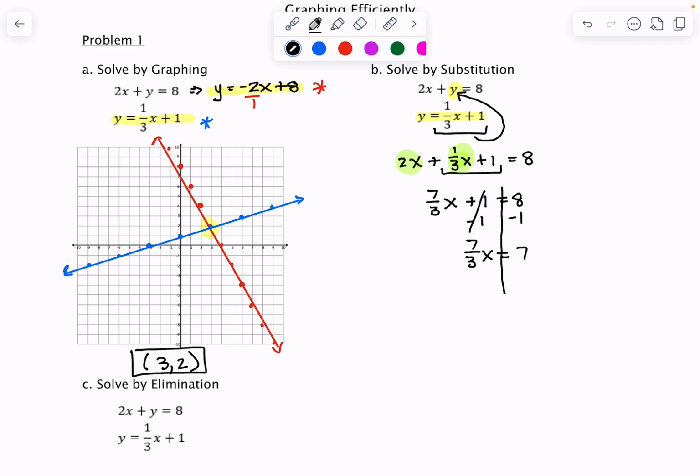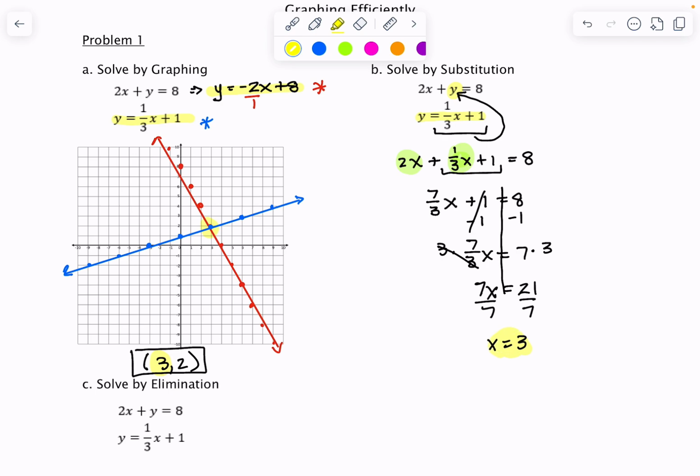This is kind of a pain though, right? Like, I'm using fractions. It's not a whole lot of fun. I'm going to have to multiply both sides by 3 to get rid of the fraction, which is kind of annoying. I get 7x equals 21. Divide both sides by 7, and x equals 3, which is good because that is exactly what I got over here for x. X is 3, x is 3.